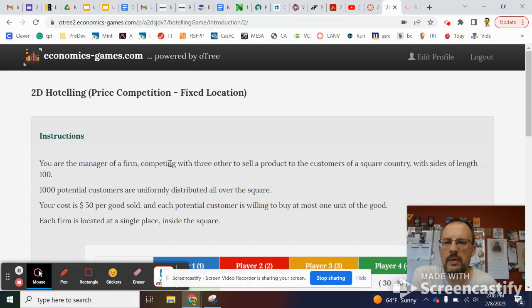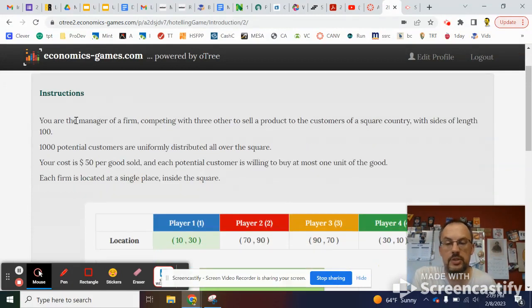All right, so you have the 2D hoteling price game. The idea, if you read the instructions, is that you have a business, and you're competing with three other businesses in a square country. You have 1,000 potential customers, evenly distributed across the square, and your cost of production is $50 per good. Each customer will only buy one good, and you have to charge at least $50. You're not allowed to take a loss.